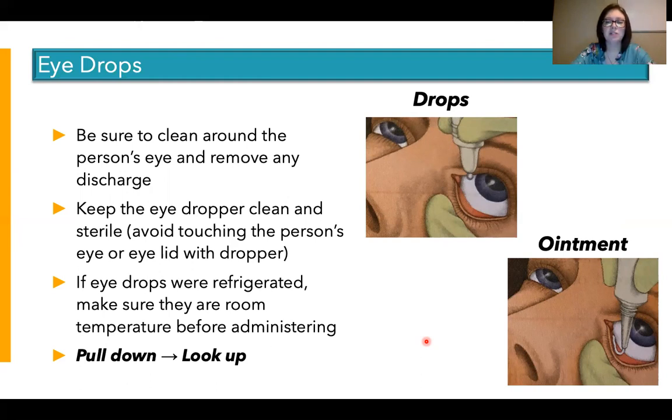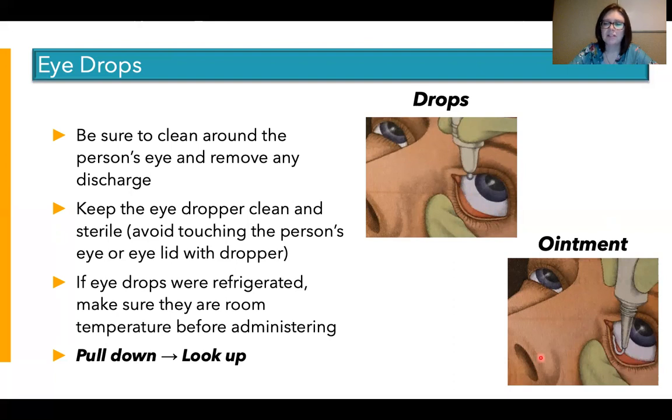And when you actually administer these, you just want to pull down on their lower eyelid and have the person look up. You don't have to pull on both lids, just the lower one, and then have them look up. Then you're going to aim for the area in between the eyelid and the eyeball with a dropper if you're giving drops. If you're doing ointment, you would aim for that lower eyelid and just do a little strip of ointment there.